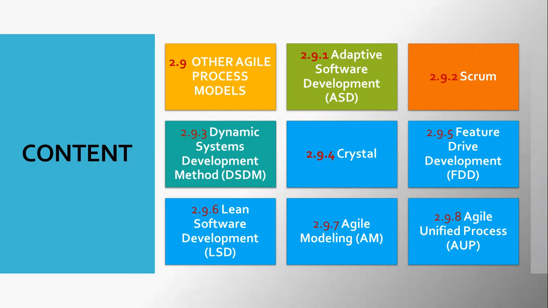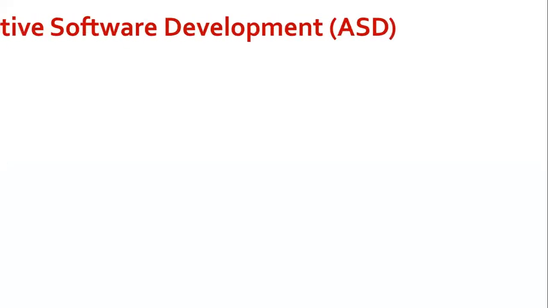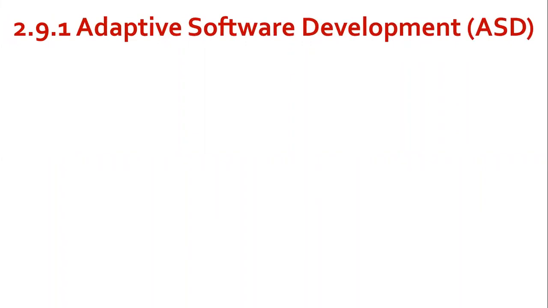So in today's video, we discuss some common Agile process models: adaptive software development (ASD), Scrum, dynamic system development method (DSDM), Crystal, feature driven development (FDD), lean software development (LSD), agile modeling, and agile unified process (AUP). Coming to the first one, that is adaptive software development (ASD).